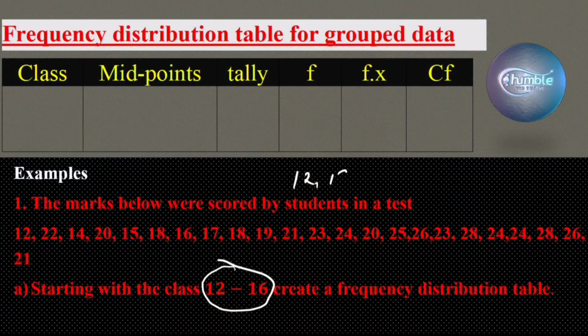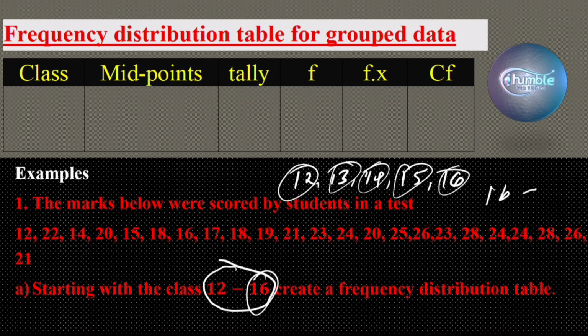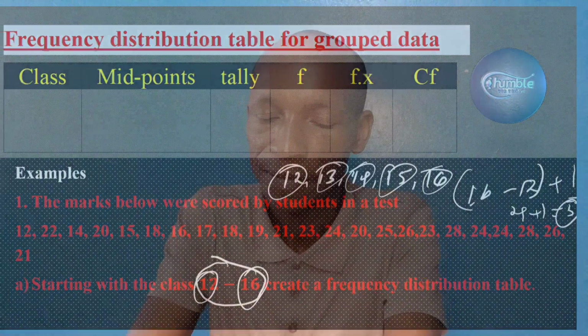So we said that you can list the values 12, 13, 14, 15, and then finally 16. By counting, we have 1, 2, 3, 4, 5. And this can still be given by the bigger value, 16, minus the smaller value, 12. You get that difference, but you add 1. So 16 minus 12 is 4, plus 1 is 5. So we're going to use a class interval of 5 in each case.